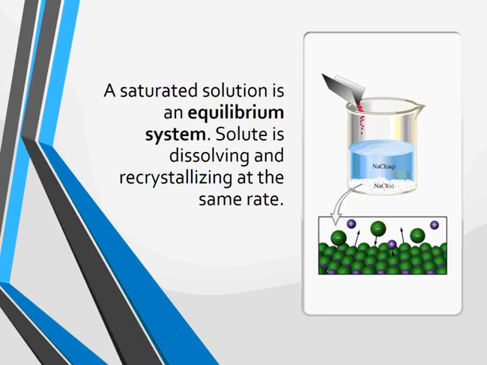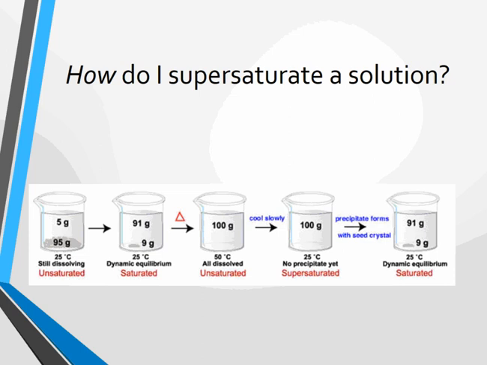A saturated solution is an equilibrium system. This is very important. And this is an image that emphasizes that you're seeing crystallization and reformation of solution at all times. How do you make a supersaturated solution? People often think, well, you just add more solute. The problem is that it doesn't dissolve without some reason to. So you have to do what happens here.